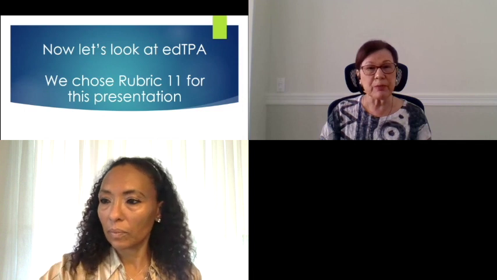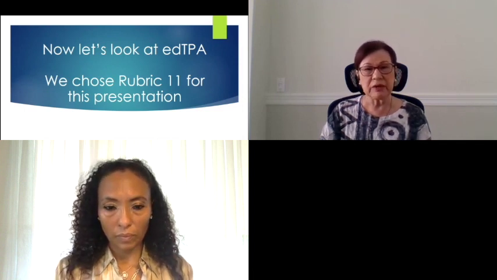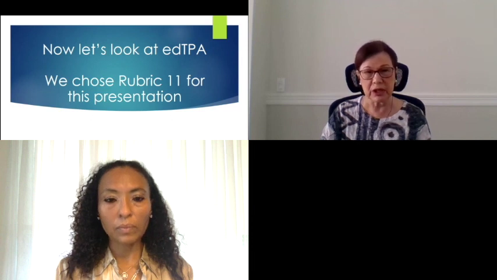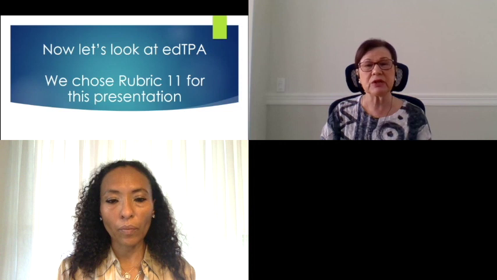So we introduced them to the edTPA rubrics. And after they learned to read and use the holistic critical thinking rubric, they started to examine the edTPA rubrics. And I gave them the choices document, the making good choices document. We looked at the rubrics. And for this particular presentation, we're just going to look at rubric 11.